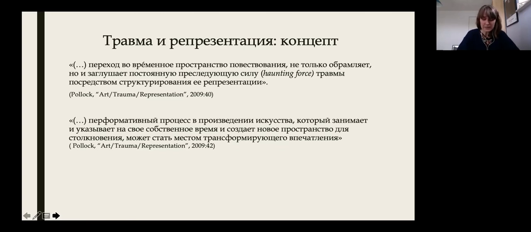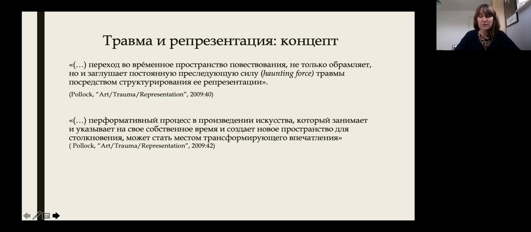Trauma and representation is my main topic, and here I want to turn to culture analyst Griselda Pollock, who in her article Art, Trauma and Representation asks us to be careful when we deal with the representation of trauma. She emphasizes that this transition into the temporal space of the narration does not just embrace, but also suppresses the haunting force of trauma through structuring its representation. So this representation creates a distance between our understanding of the traumatic experience and what Pollock calls the essence of trauma.